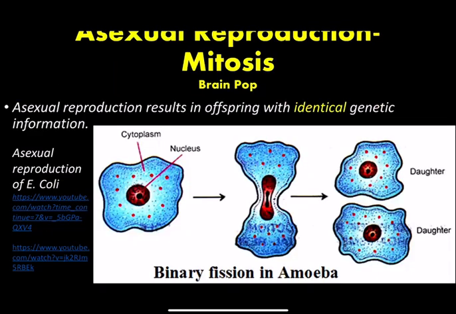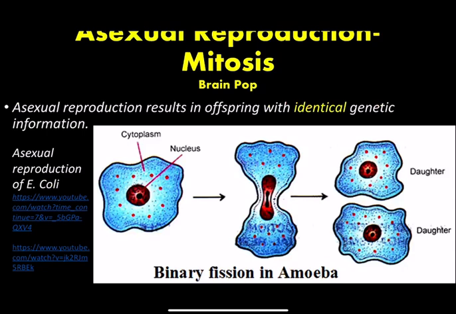Okay, now before we continue, there are 2 types of reproduction, asexual reproduction and sexual reproduction. Mitosis is a big part of asexual reproduction. This reproduction results in an offspring with identical genetic information. There is a brain pop on this, which you will complete a little bit later.